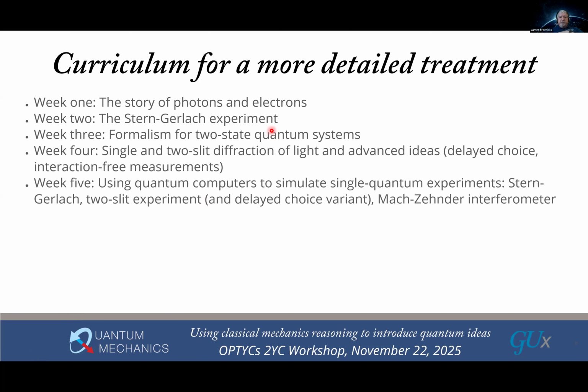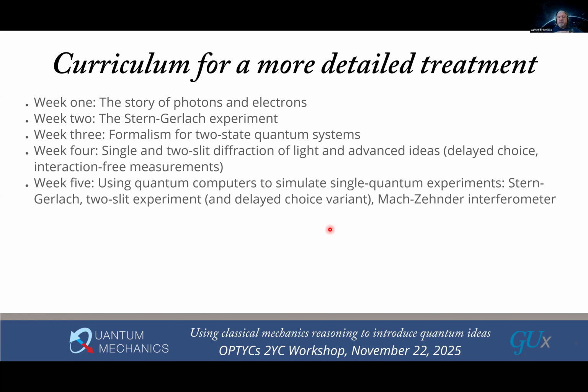Once you have this formalism on spins in week 3, it's very easy to develop how to simulate these experiments that you just talked about in week 2 and week 4 on a quantum computer. And you don't need to know any programming. Qiskit has a thing called the Quantum Composer. You can just select blocks that are the executables you're going to do at each point in time. And you can then run it on the quantum computer.